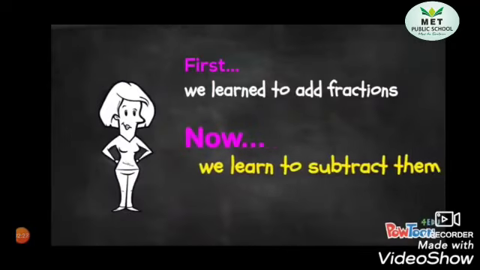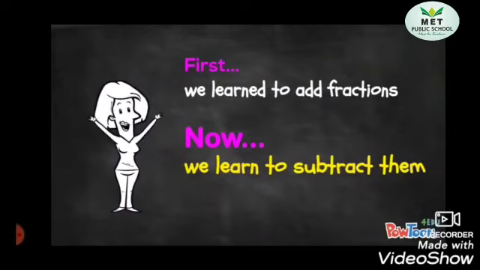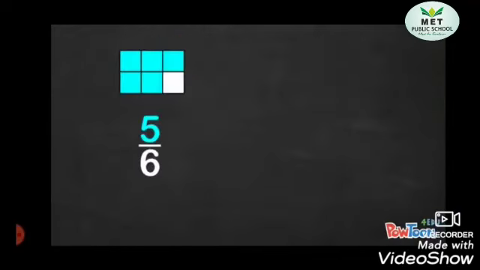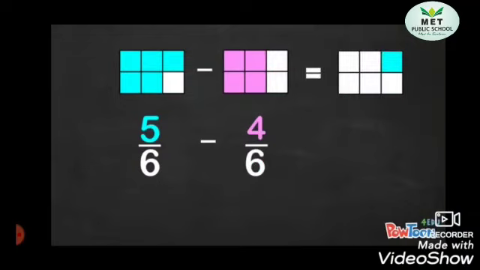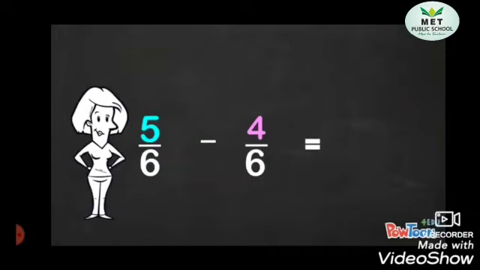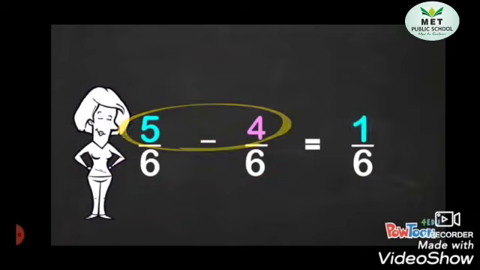First we learn to add the fraction, now we learn to subtract them. Here are the two fractions 5 by 6 and 4 by 6. As you all know, denominator should be same whenever you are going to add or subtract the fraction. Here you are already having the denominator same as 6. So write the denominator 6 as it is. And numerator is subtracted, 5 minus 4 which is 1. So your answer will be 1 divided by 6.